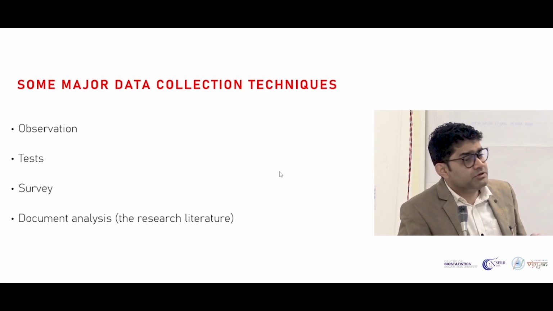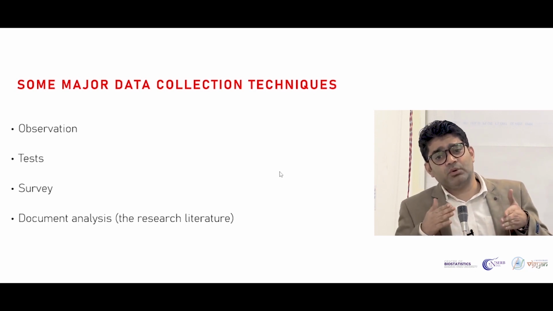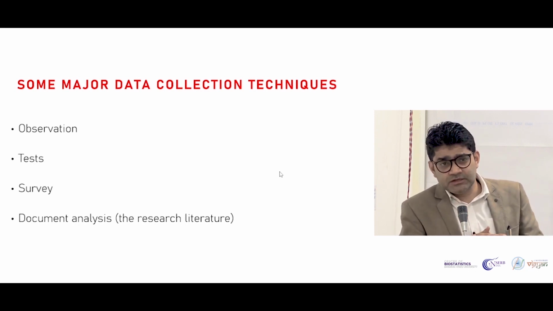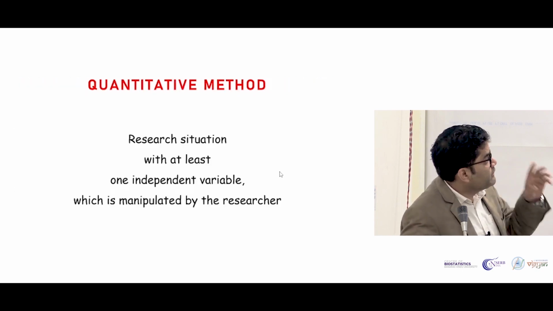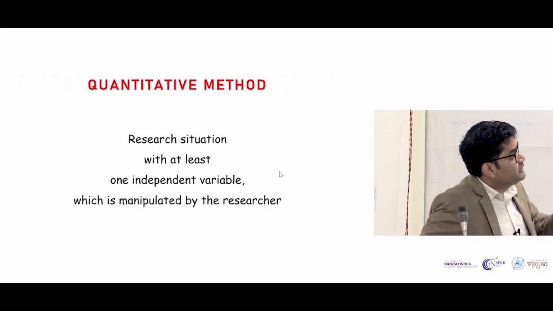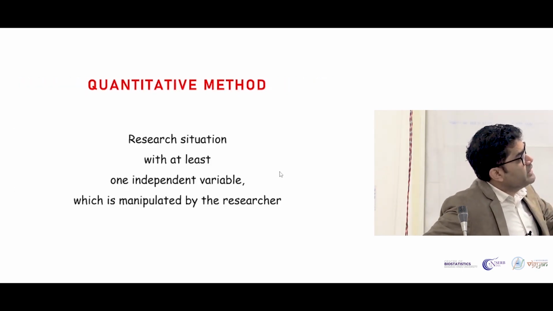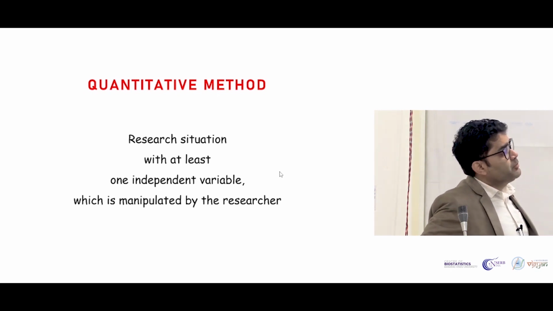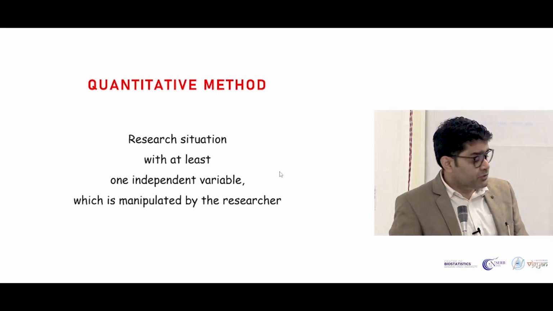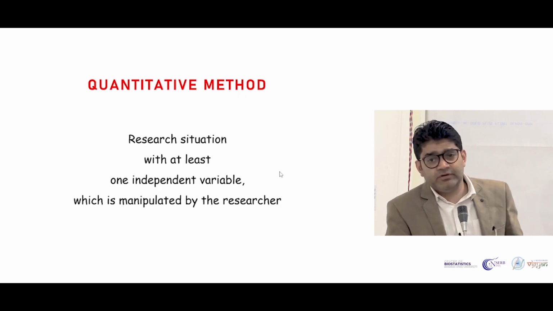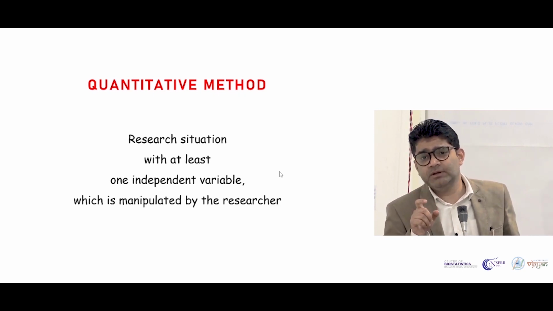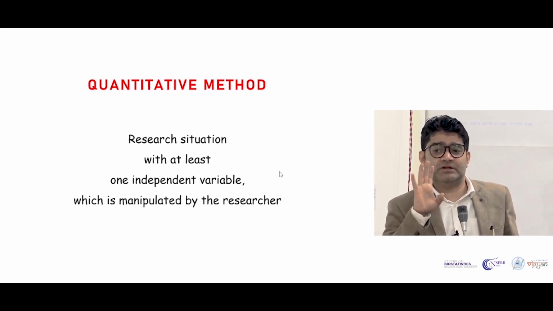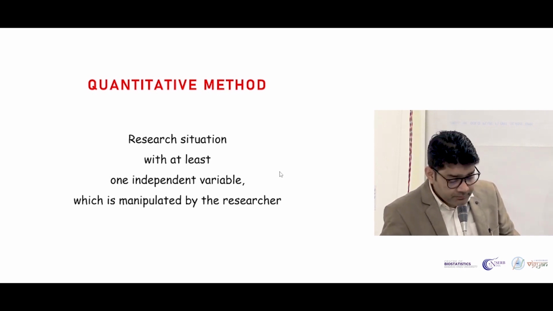Now, from here onwards, we would be focusing more on the quantitative analysis. Okay. In this entire workshop, we would be focusing more on quantitative analysis, not the qualitative analysis. So, quantitative methods: a research situation with at least one independent variable, which is manipulated by the researcher. Okay. So, it is a type of analysis where you are having at least one variable which is measured on a metric scale. At least one variable.